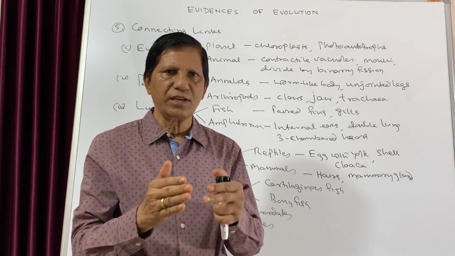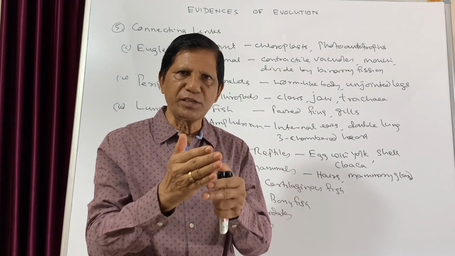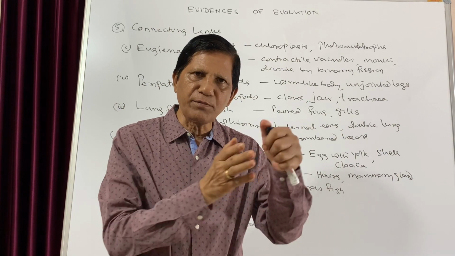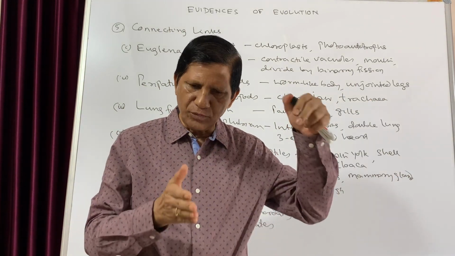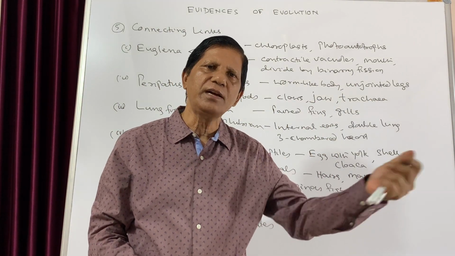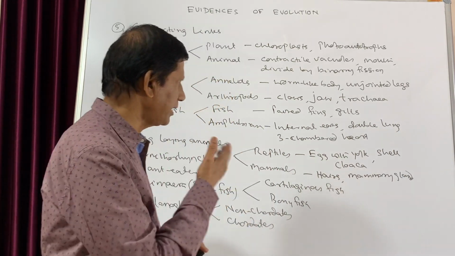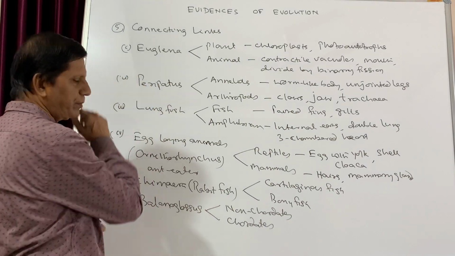It indicates that evolution has taken place from lower organisms to higher organisms, and in between there are some organisms which connect both the lower organisms as well as the higher organisms. So this shows how the evolution has taken place through these connecting links. So this is the fifth point.